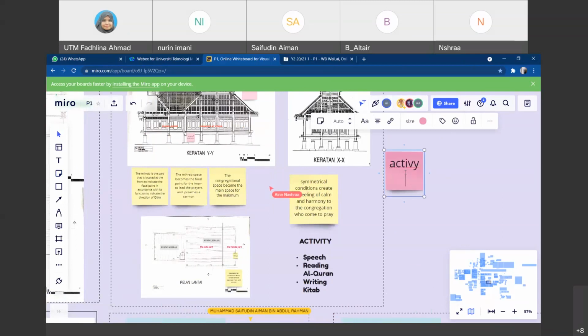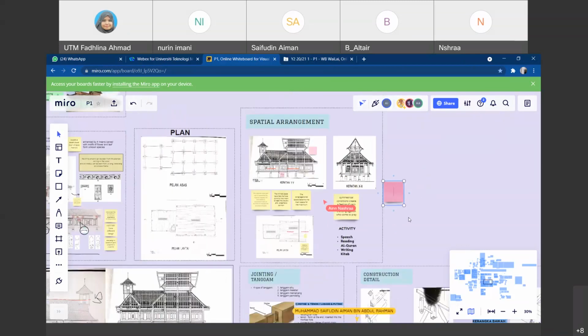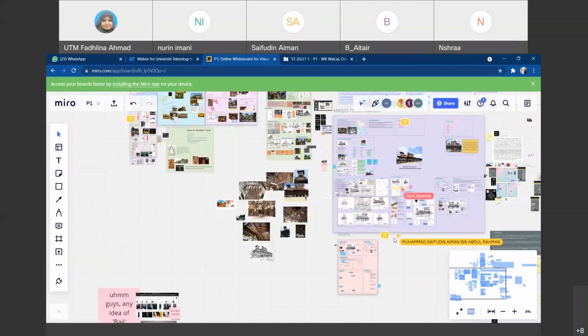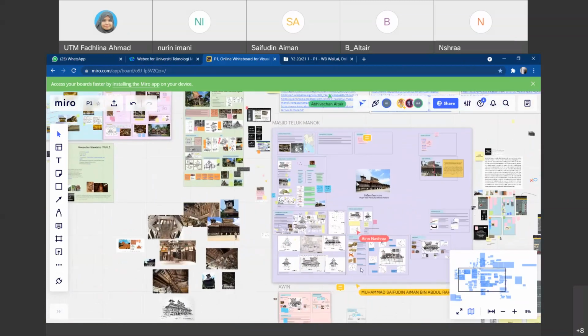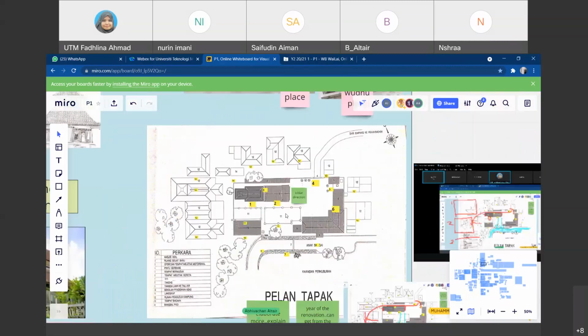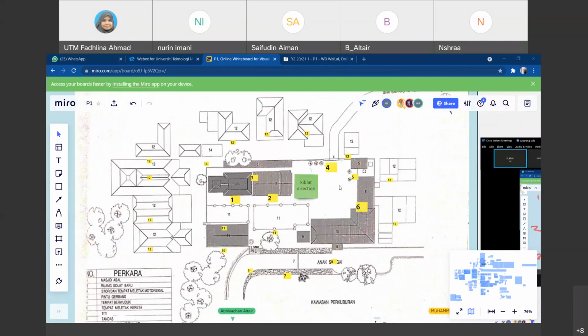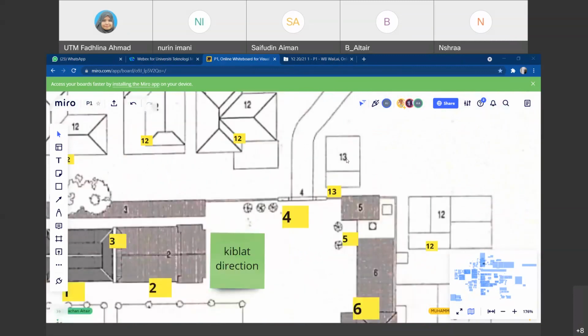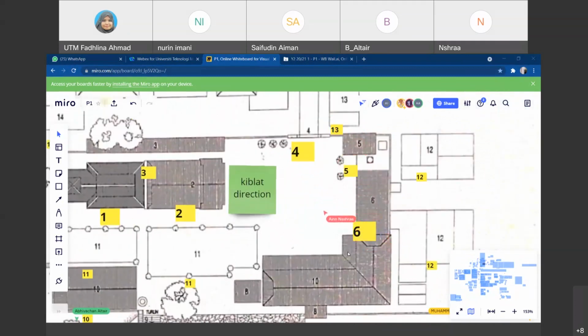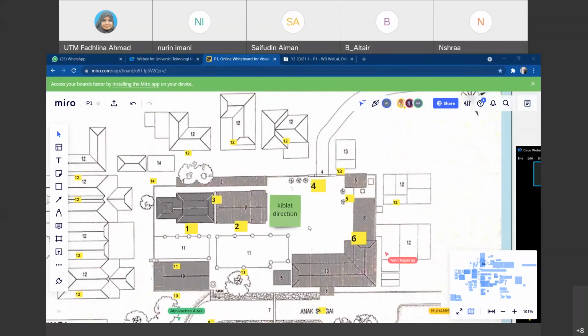Doctor, for that, it is separate. There's a room for the ruang bacaan, for the users to read the Quran. It's on number 13, Doctor. Yes, that's the ruang bacaan. And number 6 is the religion school. So there are a lot of activities still missing in my board.